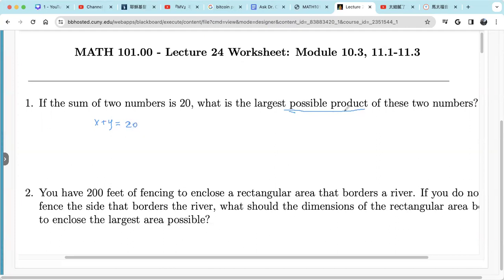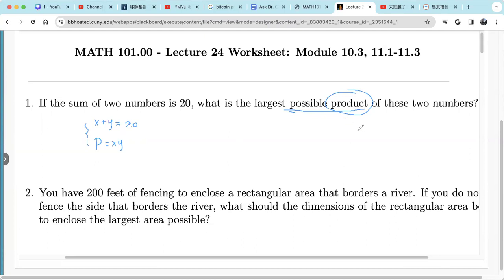Now, we're considering the product of those two numbers. So let's write an equation for that. Let's say product is P equals x times y, right? Product, we multiply those two. So we're given these two equations. Now we want to form a function out of those two equations. But ideally, if we can form a quadratic function.